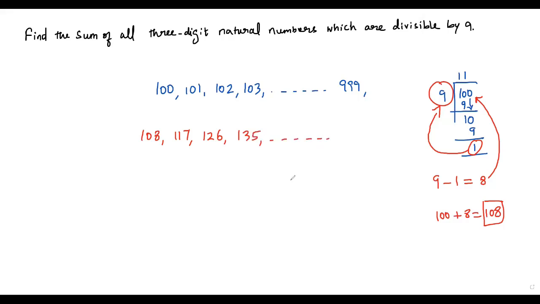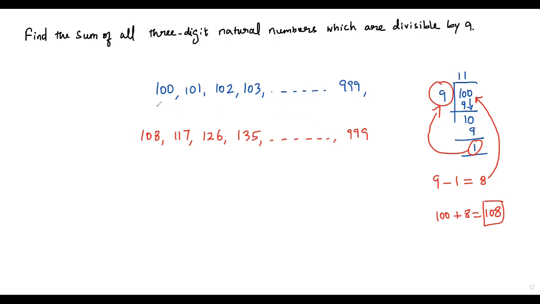Okay, in this way it keeps going. So what is the last 3-digit natural number which is evenly divisible by 9? It's very simple. Just take the last 3-digit natural number, 999, and divide it by 9. It's a multiple of 9, so 999 is divisible by 9. So the last 3-digit natural number which is divisible by 9 is 999.